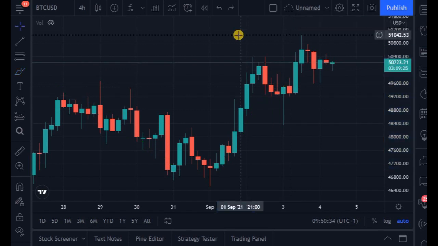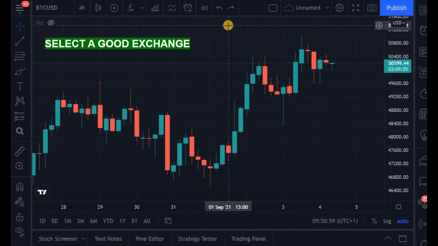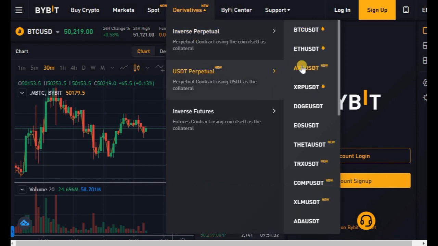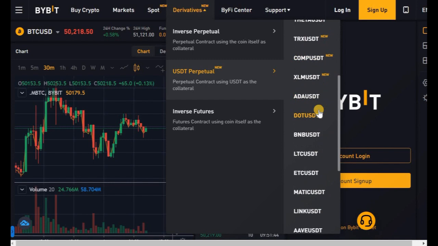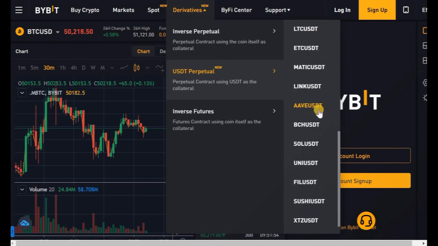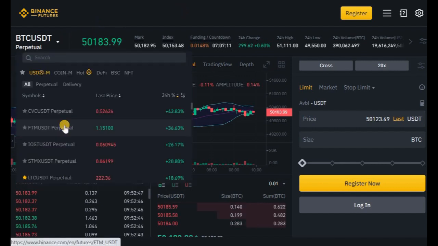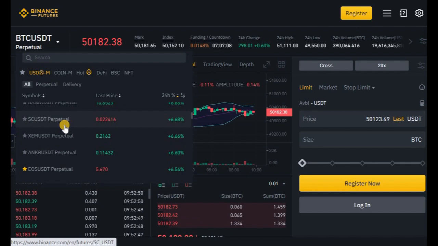For you to start futures trading, you need to use an exchange. In the crypto space, the top two exchanges I use for futures trading is Bybit. This is one of the top crypto exchanges to use. If you go over to derivatives, you would see that they have lots of pairs right here to trade from. There are different assets to trade on Bybit, as you can see. And the second exchange I use to trade futures is Binance. On Binance, there are various crypto assets to trade from. Right here, you can see that you can trade various assets on the Binance exchange.